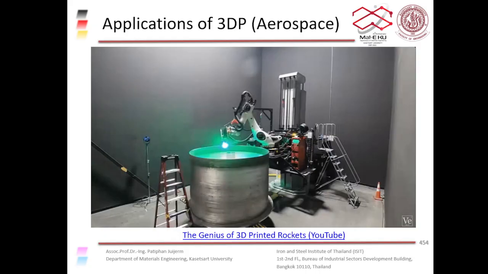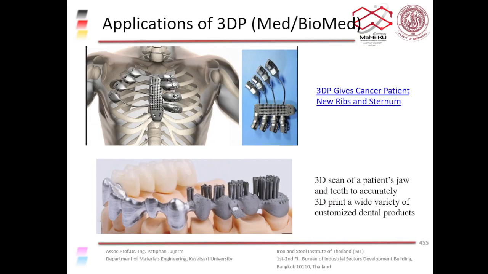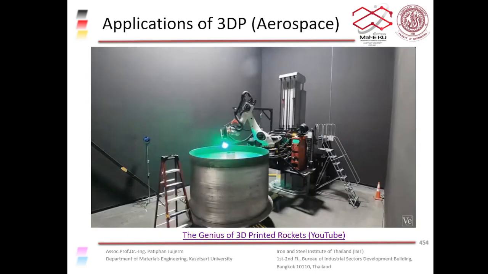Anyway, so this is the 3D printing rocket. Wow, the animation doesn't work. Anyway, I'll put up the animation in Teams for you guys. So they can be used in aerospace applications, because this is a video of a rocket being 3D printed. Unfortunately, the video doesn't work.